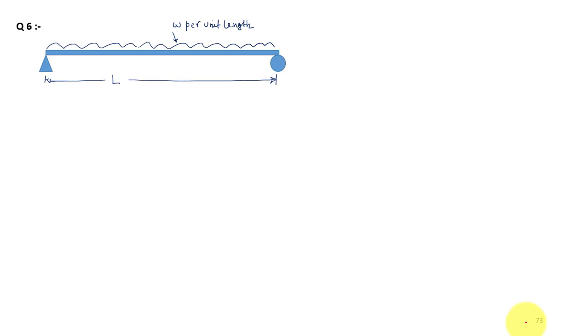So now we will take the next question. We have a simply supported beam which is subjected to a uniformly distributed load over the entire span of the beam. So this is a statically determinate beam, so you need only one plastic hinge. Okay, and first we will solve by using the static method.